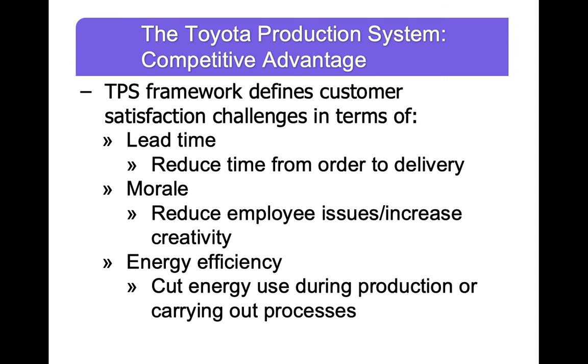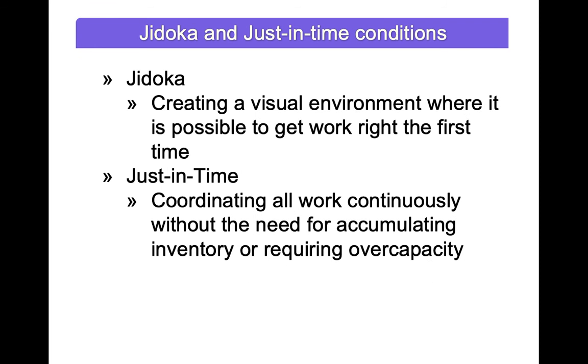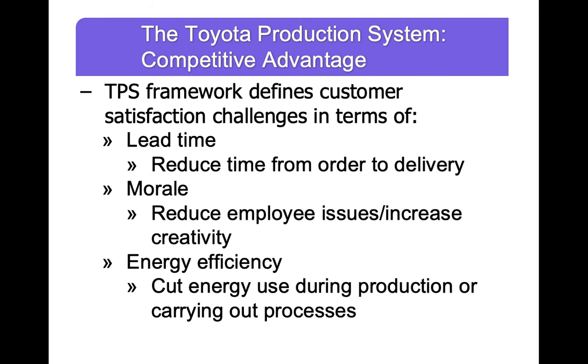They also were able to reduce their time from order to delivery, the lead time. And then obviously morale: they wanted to reduce issues and increase creativity. With lean management, there's autonomy given to the employees to make some decisions and changes to help make the product have fewer defects and higher quality. Energy efficiency: they wanted to cut energy use during production and processes.